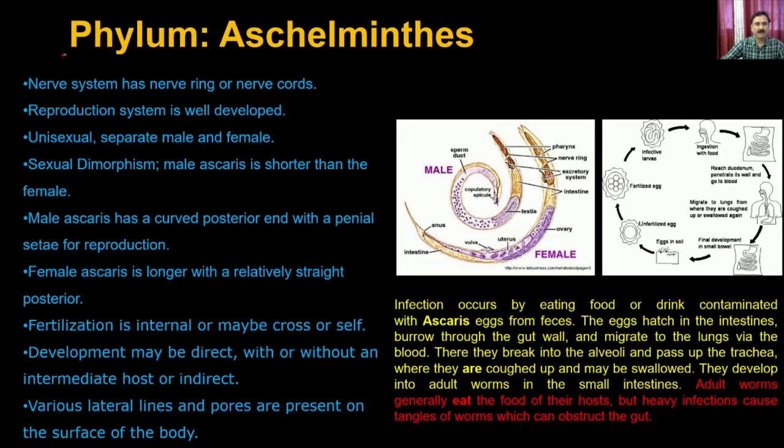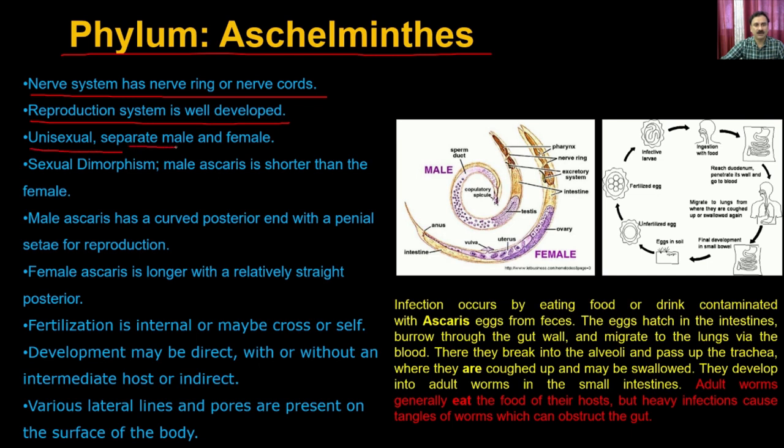Phylum Aschelminthes have a nerve ring or nerve cords. The reproductive system is well developed. It is unisexual, which means it has separate males and females. So this is the male, this is the female, what is present in the Ascaris. So there is sexual dimorphism.